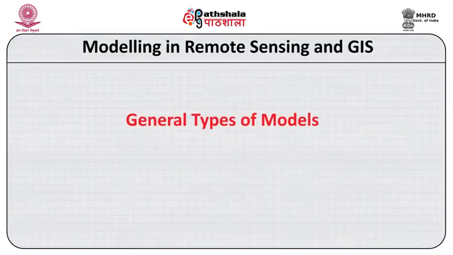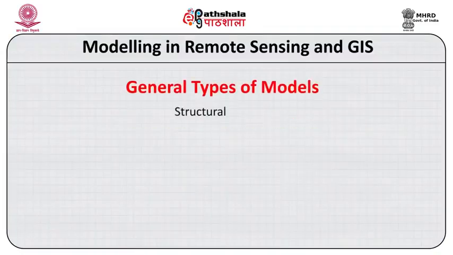observation. A model may be a structural model or it may be a relational model. A structural model deals with the structure and composition of the model, whereas a relational model deals with the relationship or relation among different variables that may be independent.